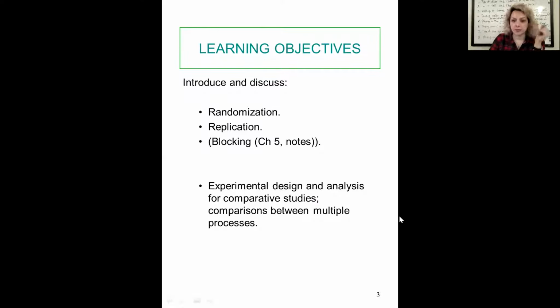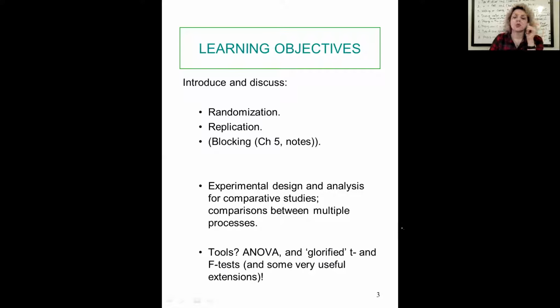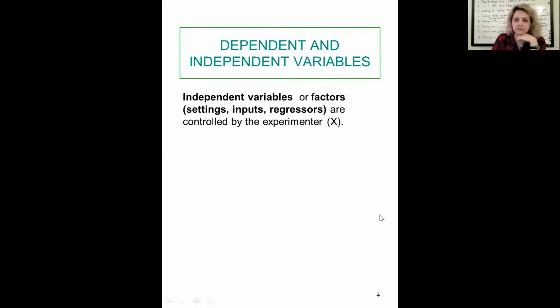We want to talk about experimental design analysis for comparative studies, and also about different tools that we can use, like, for example, the ANOVA table, and the T and F tests that we had so far. We are going to expand the T test and F test. Make sure that you can read the T table and F table before going any further. Okay, so we had it before.